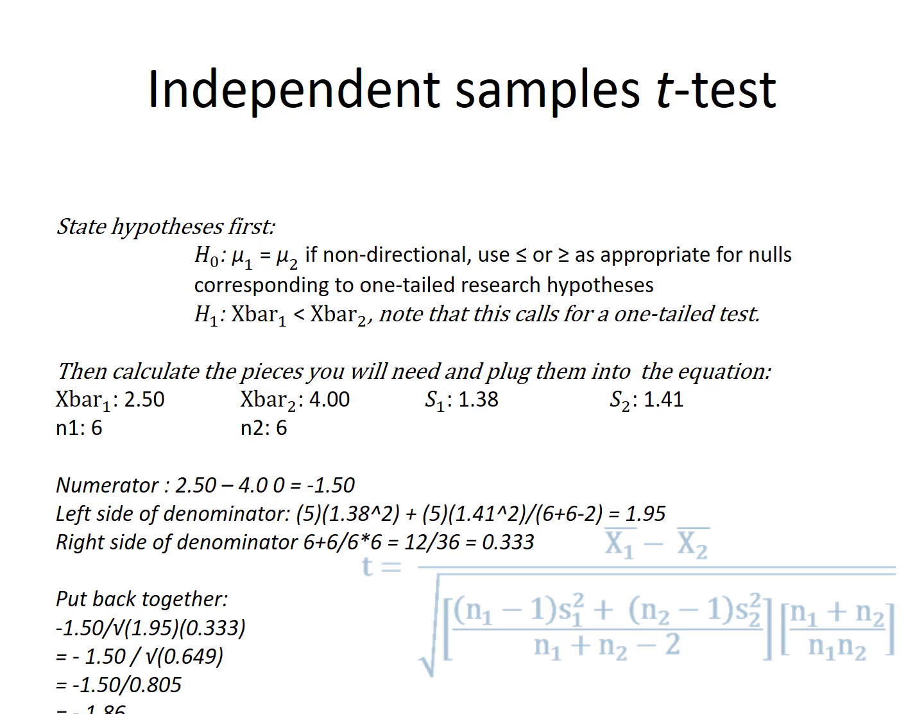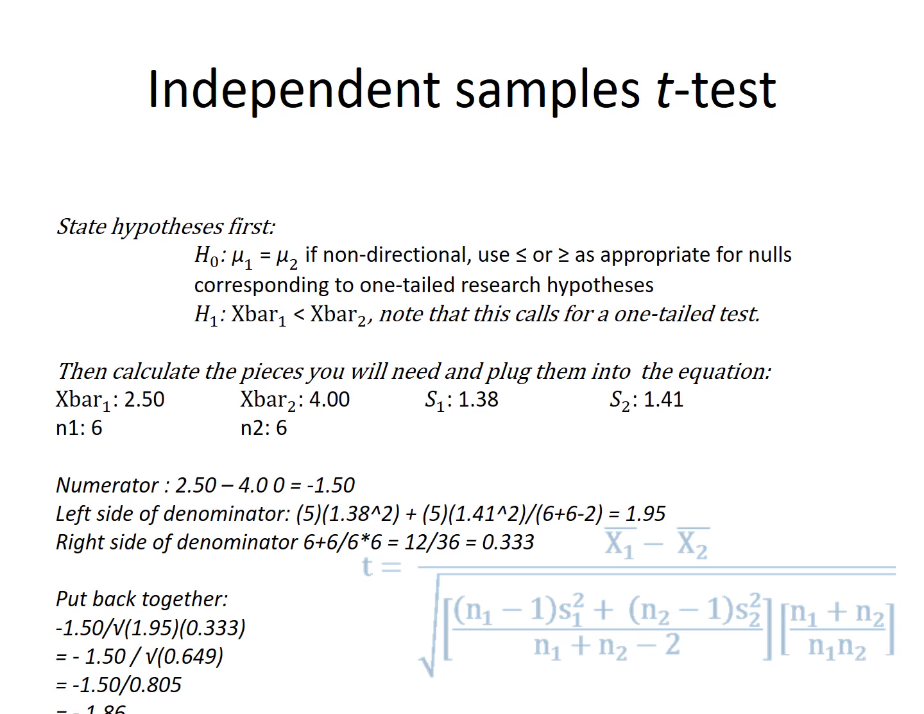That's the mean of group 1 minus the mean of group 2, which yielded for me a difference of negative 1.50. That negative means that group 1 had the lower score. If group 1 had had the higher score, the numerator on top would be positive. So I already know that I'm going to have a negative t value because my numerator is negative.